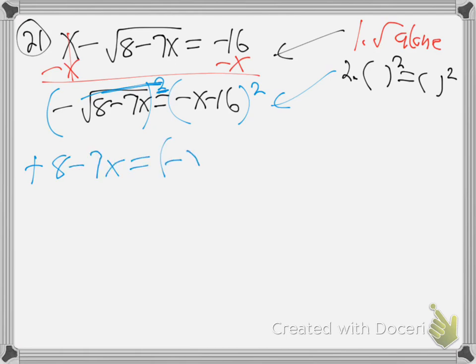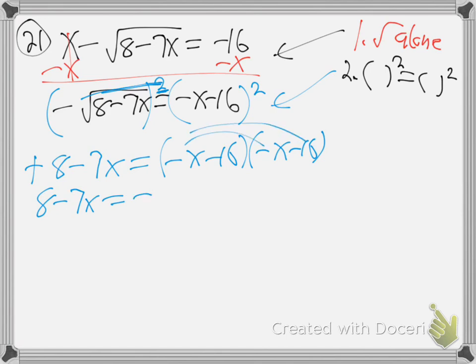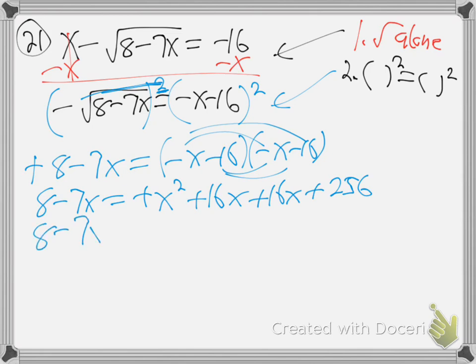On the other side, you're going to have minus x minus 16 times minus x minus 16. You've got to FOIL. It's going to be plus x squared plus 16x, plus 16x plus 256. So now that's 8 minus 7x is x squared. Like terms here: 32x plus 256. What should we do now? What should be our game plan now?